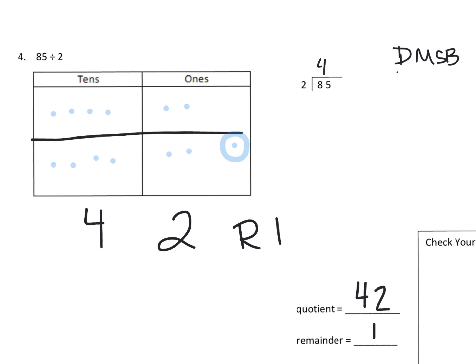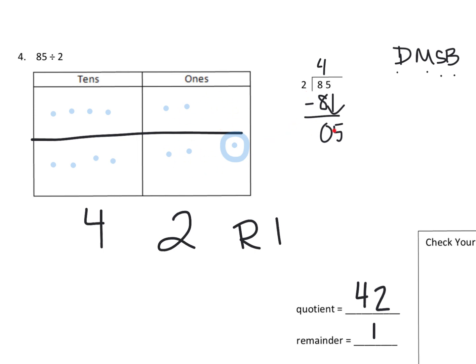That's my division step. Then I'm going to multiply 4 times 2. That's my multiplication step, and that's 8. I'm going to subtract 8 from 8 to see if I have any remainders. I don't. Just like I didn't have any remainders here, it went in there evenly. I'm going to bring down my 5 and move over to the ones place, which is what I did in the dots way of solving this.